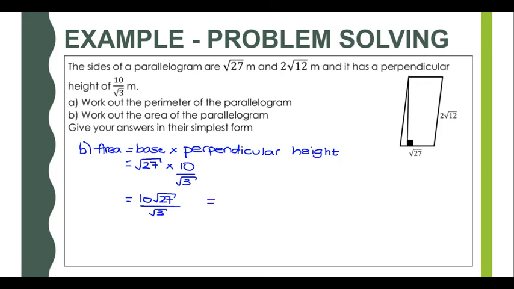which we can write as 10 root 27 over 3. We can simplify this simply to 10 root 9, and root 9 is equal to 3, so 10 times 3, which gives us an area of 30 meters squared.